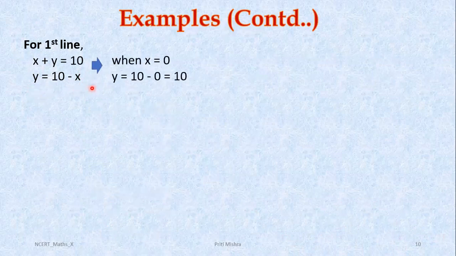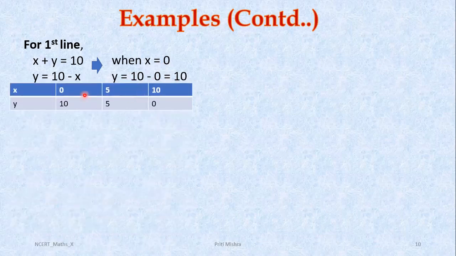So for x is equal to 0, we can have y is equal to 10 minus 0. It will give us y is equal to 10. So we have the coordinates 0 and 10. Just like this, for x is equal to 5, we can have y is equal to 5 after calculation. For x is equal to 10, we have y is equal to 0 because 10 minus 10 equals 0. So y will be equal to 0.